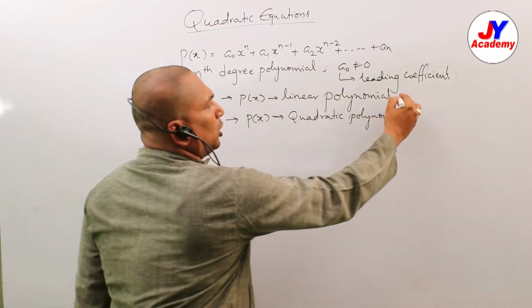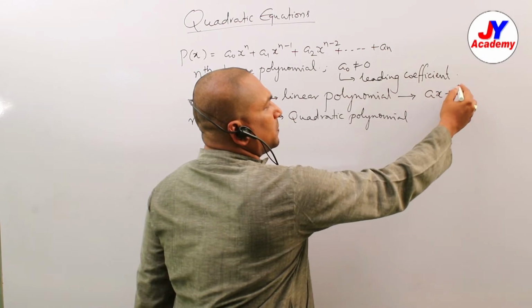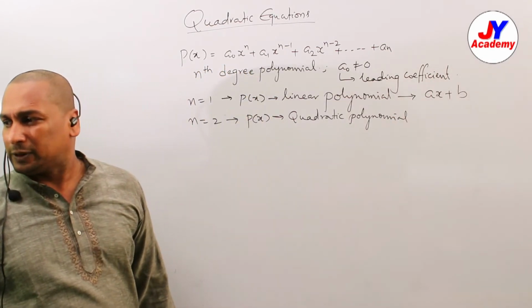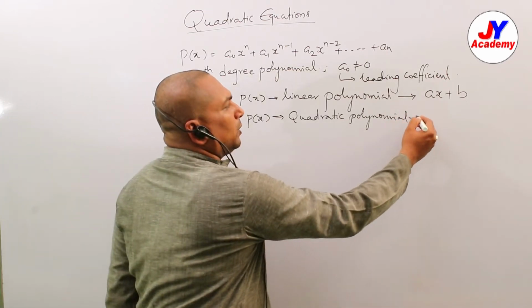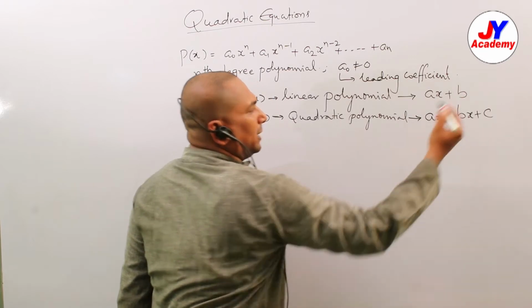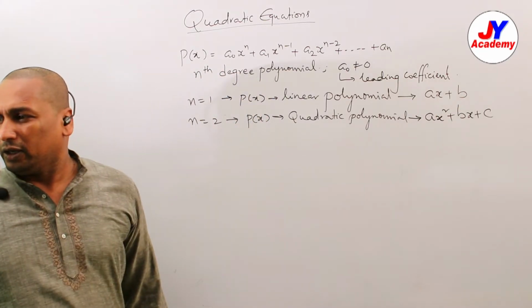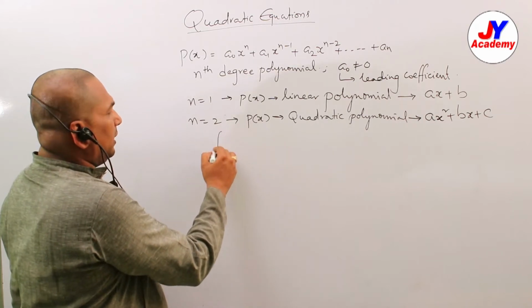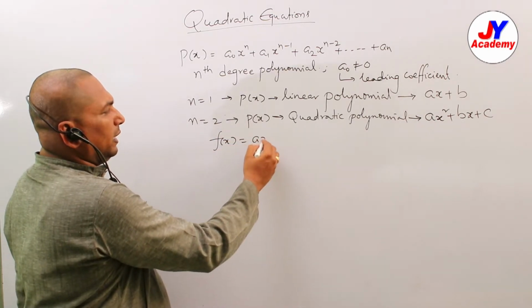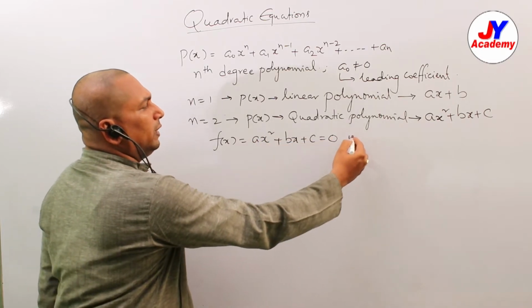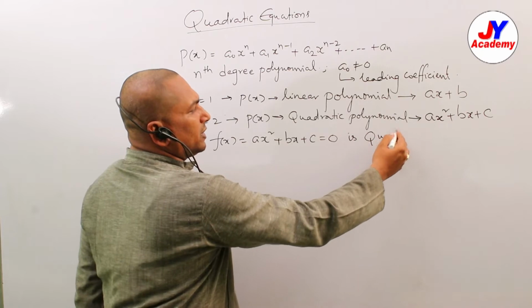So a linear polynomial is of the form ax plus b, and a quadratic polynomial is of the form ax square plus bx plus c. Okay, so in this quadratic polynomial, let f of x is equal to ax square plus bx plus c is equal to 0 is a quadratic equation.